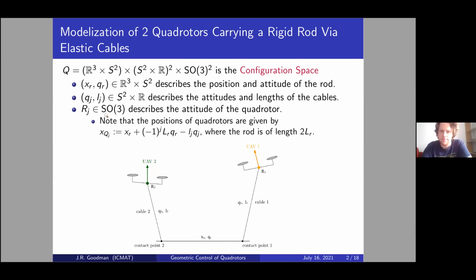So for this problem, our configuration space will be as follows. This first component here will be describing the position and attitude of the rod, particularly the center of mass position of the rod. The second and third components will be describing the attitudes and lengths of the cables. And the final 2 components here are describing the attitudes of the quadrotors. Just observe that we don't need to include the position of the quadrotors in our configuration space. They'll already be uniquely defined in terms of the other variables.